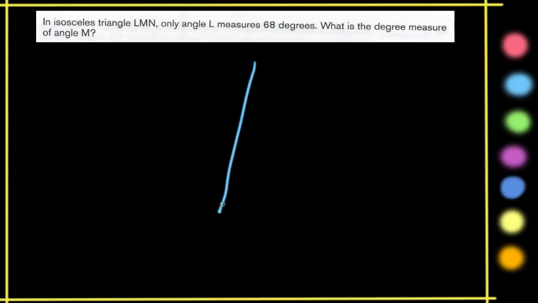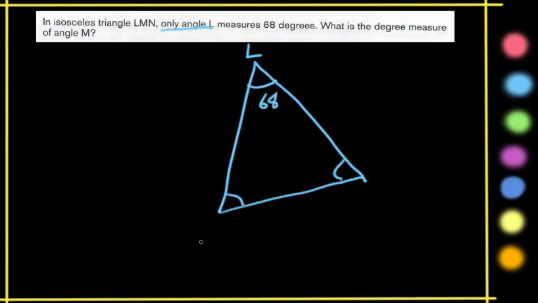In isosceles triangle MN, well, let's draw it like that, I guess, because that probably doesn't look quite like a 68 degrees, but they say only angle L measures 68 degrees. So let's put 68 here. And then M and N, we don't know what those are yet.